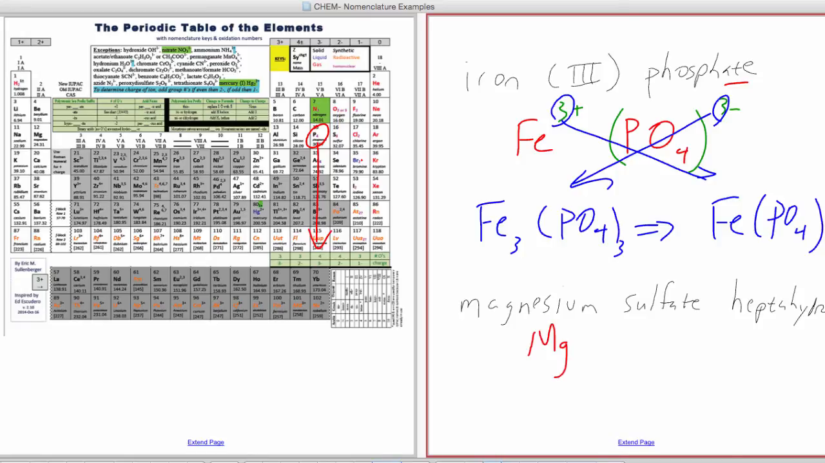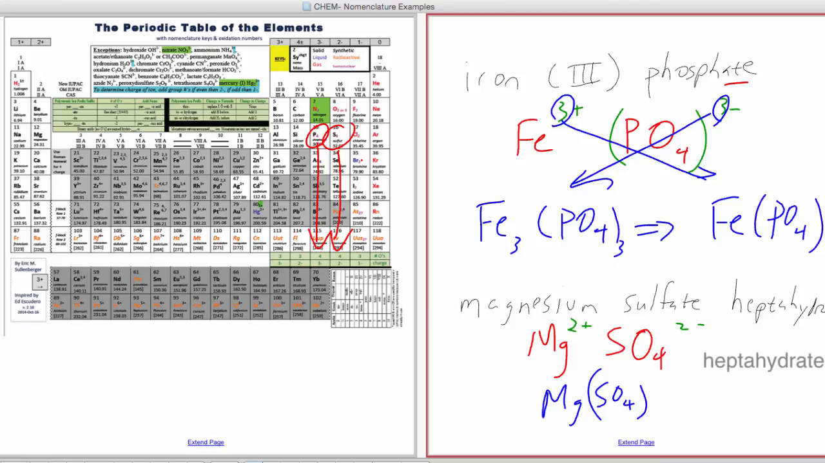Magnesium, Mg. Sulf is sulfur. ATE means 4 O's and a 2 minus charge. Magnesium has a 2 plus charge. So the main compound here is going to be MgSO4, and I hope you don't mind that I skipped the crisscross and reduce and just went straight to the reduced formula there.